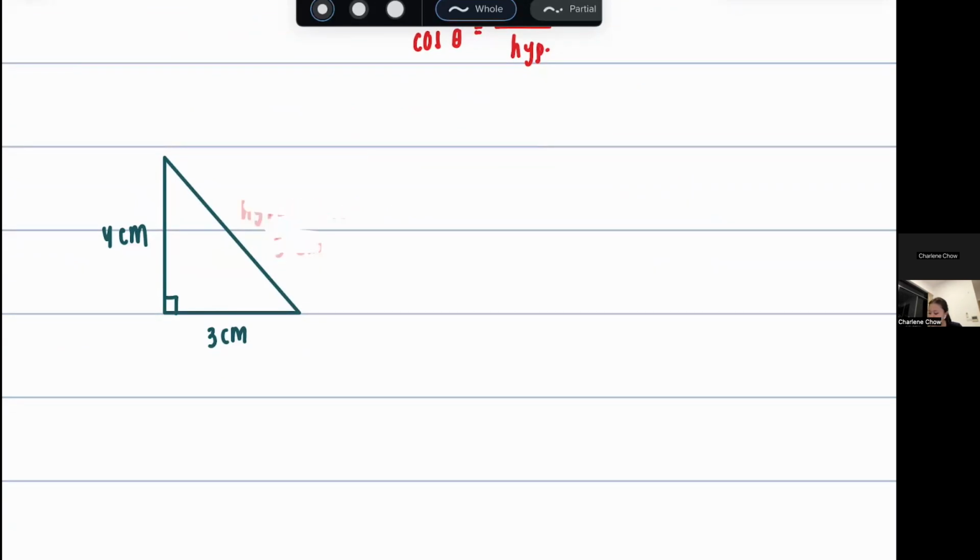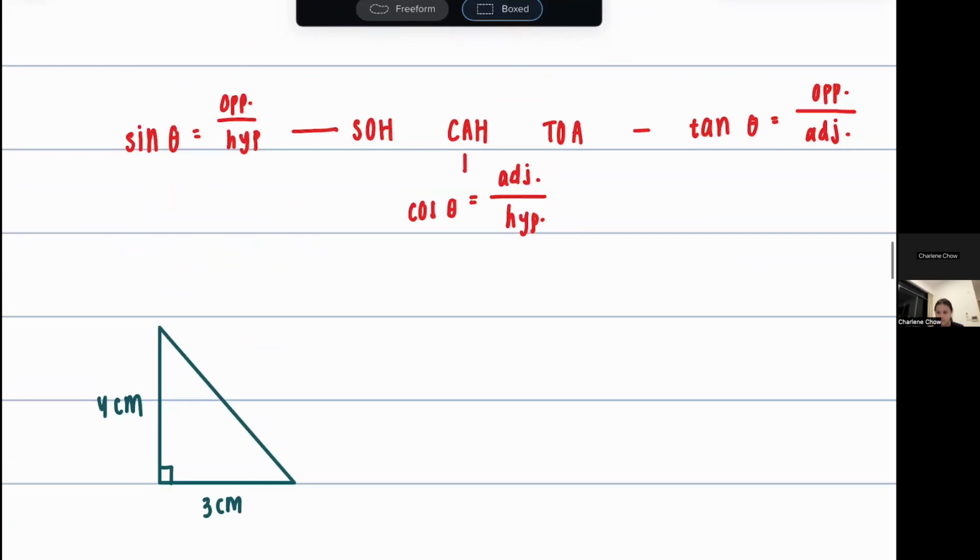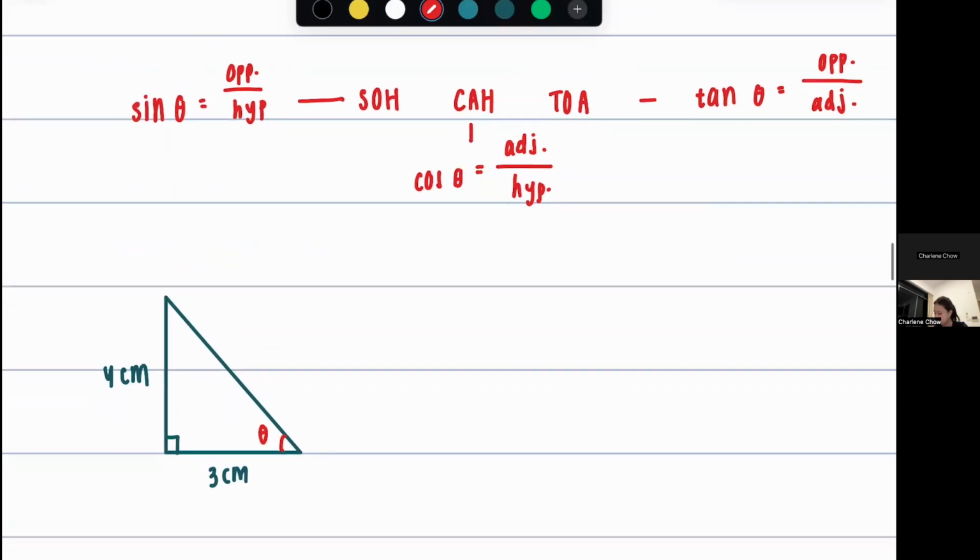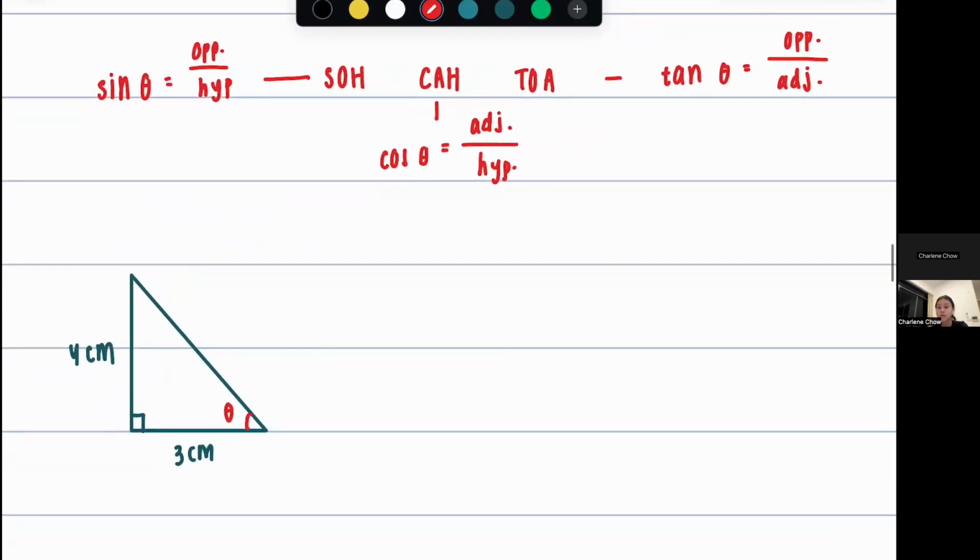Okay, but I'm gonna pretend that we did not solve for the hypotenuse, so we don't know the 5 centimeters. Forget about that. Say we did not solve for that. But I want you to use 4 centimeters and 3 centimeters to solve for this theta. So that theta is a missing value that I want you to solve for. Any ideas now? How are we going to solve for theta?